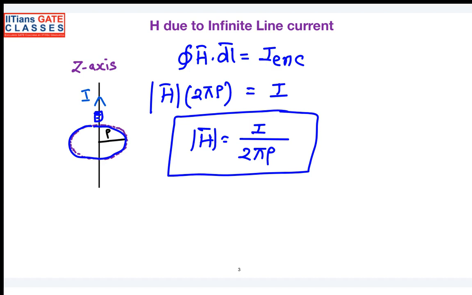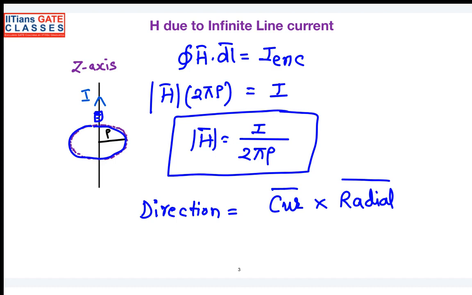And what is the direction here? Once again, try to recollect what we have seen in the magnetic field intensity. The direction of the magnetic field intensity will be the cross product of the current element and the radial element. Since the current is flowing in the z direction, here is nothing but rho. When you are moving from the source, you are moving in the direction where rho is changing, so that represents your radial direction. So the magnetic field will be in the phi direction. This is the formula which represents the magnetic field due to an infinite line current.